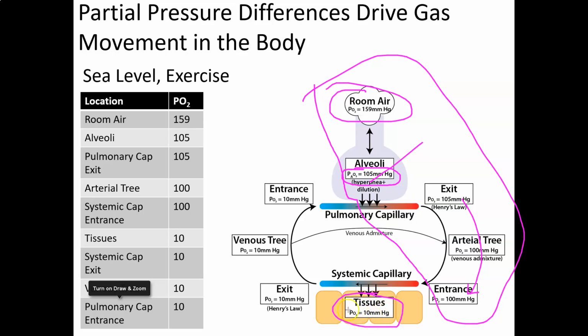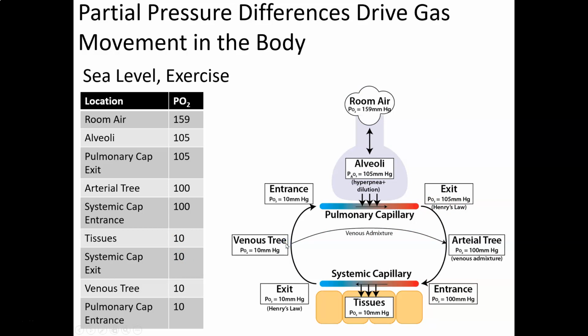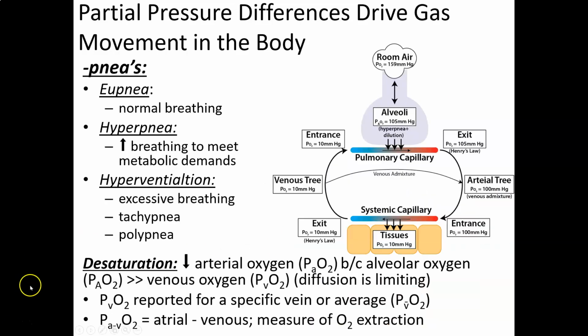Once we know in the tissue it's 10, it comes out at 10 because of Henry's law. So if I said it was 18, it would be 18 on the exit, or 36, it would be 36 on the exit, and so on. Like we saw before, as we move through the venous tree, it stays the same. And once it enters the pulmonary capillaries, now it's 10. And the alveoli, because of the hyperpnea, drives oxygen in faster, until it equilibrates to 105 because of Henry's law. So that was for oxygen, and we should see a similar one for CO2.